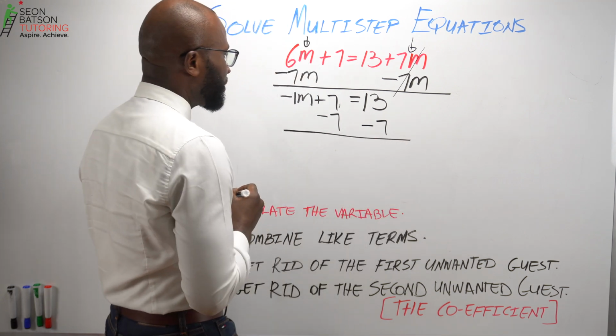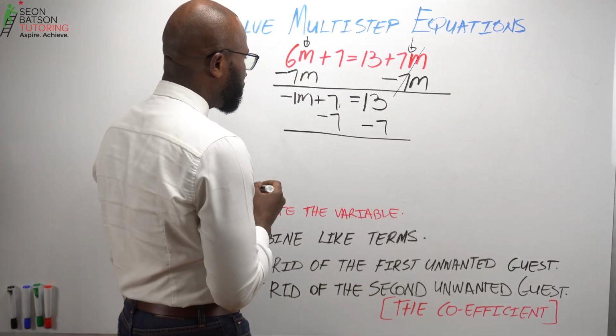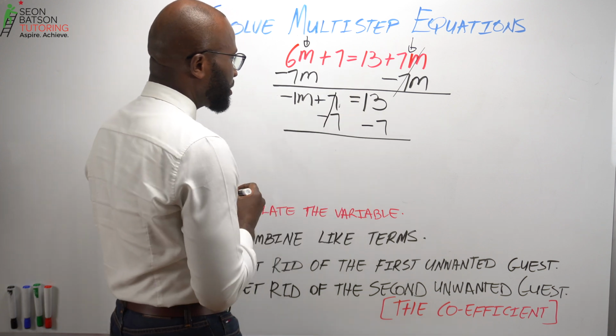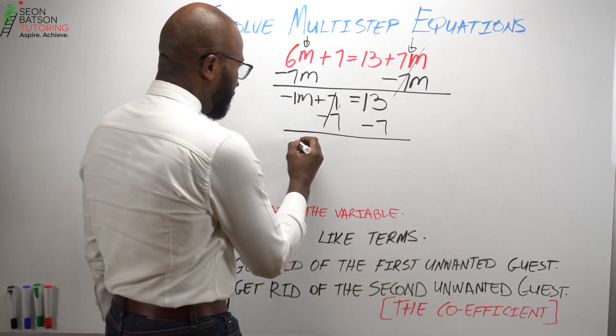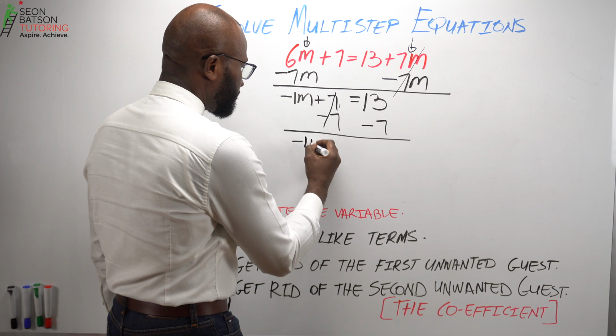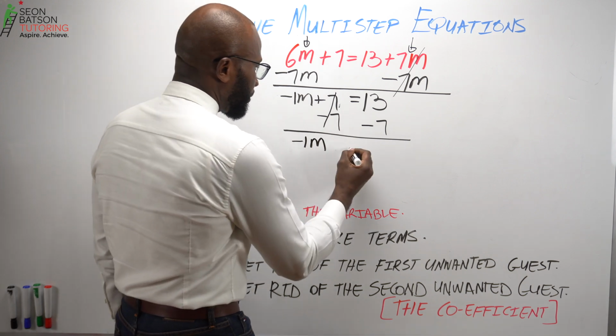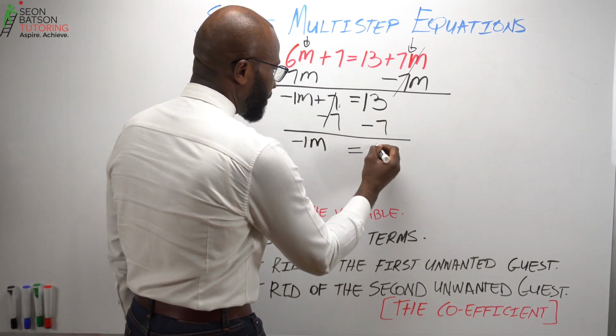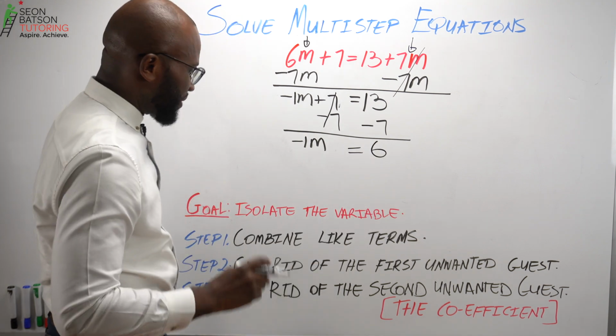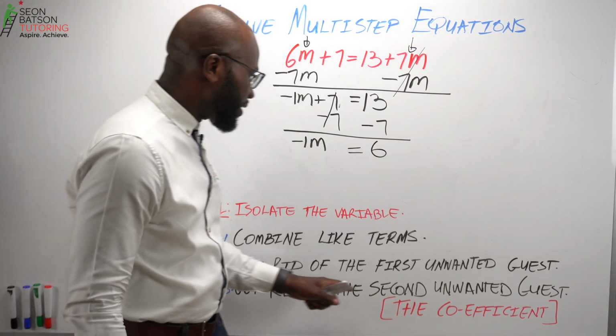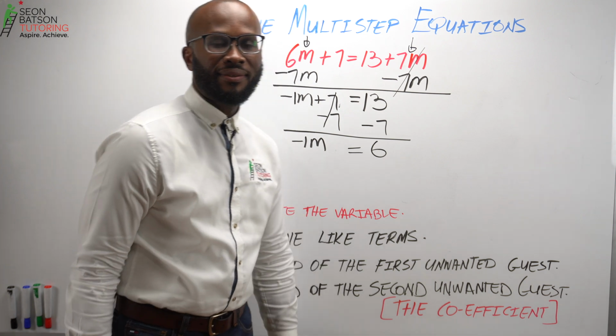All right, after subtracting 7 from both sides, what do we have left? 7 take 7 is 0, so that 7 is gone. So on the left side, we have just negative 1m. And on the right side, we have 13 take 7 is 6. So we have successfully gotten rid of the first unwanted guest.